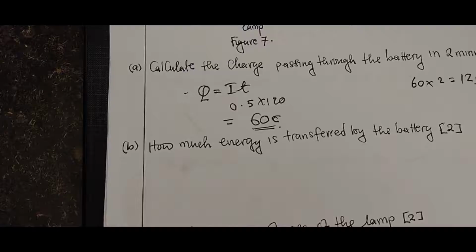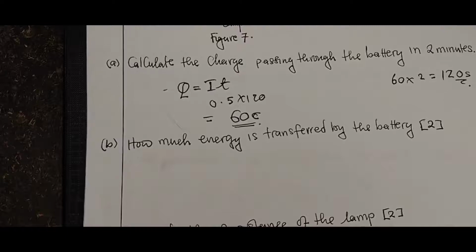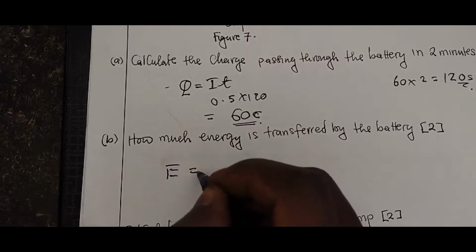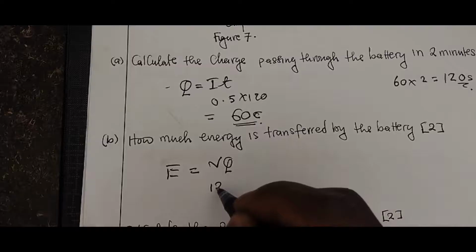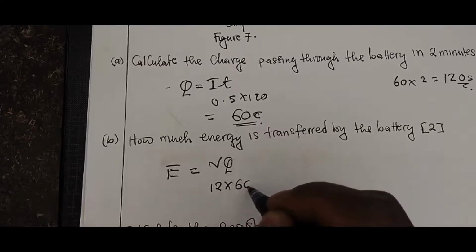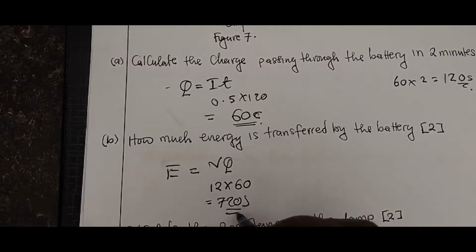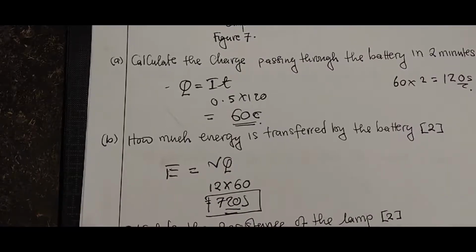The next question, how much energy is transferred by the battery? So how do we calculate energy? Energy is calculated as, in this case, voltage multiplied by charge. That is the formula that you use to calculate energy in such a situation. So what is our voltage? 12. And what is our charge? 60. If you multiply this, you are going to have 720 joules. Energy is measured in joules. So that is the answer that you needed there.